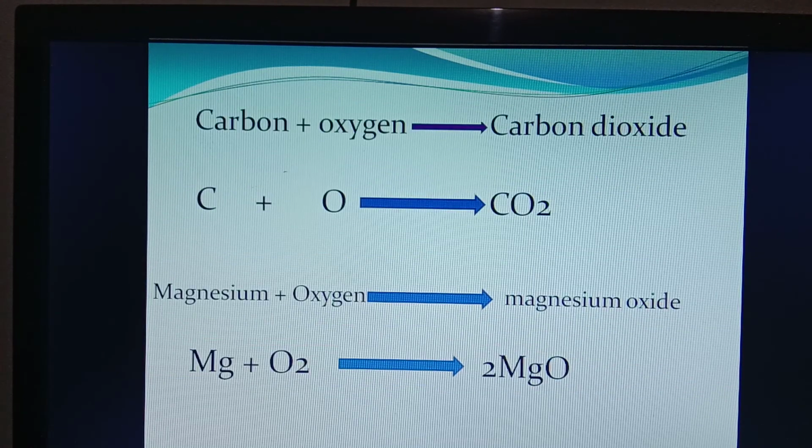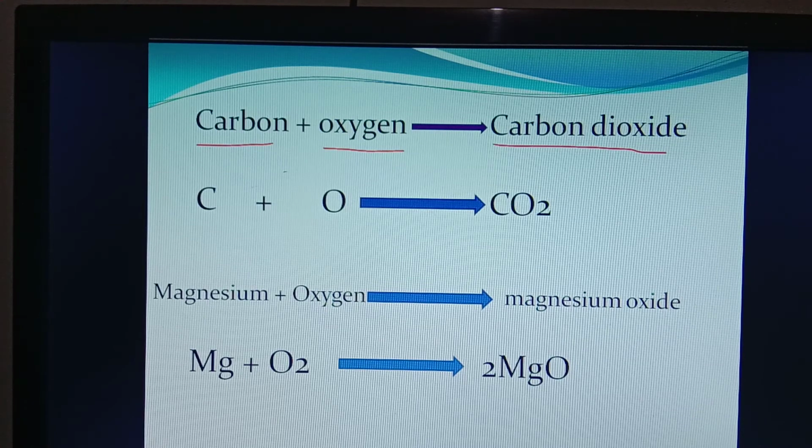Here there are some examples. See, carbon plus oxygen. So here carbon and oxygen are what? Reactants. So we have written them on the left hand side. And carbon dioxide is the product, written on the right hand side, and then there is an arrow in between, right? If you want to write it in the form of symbols, it is C plus O2 gives CO2.